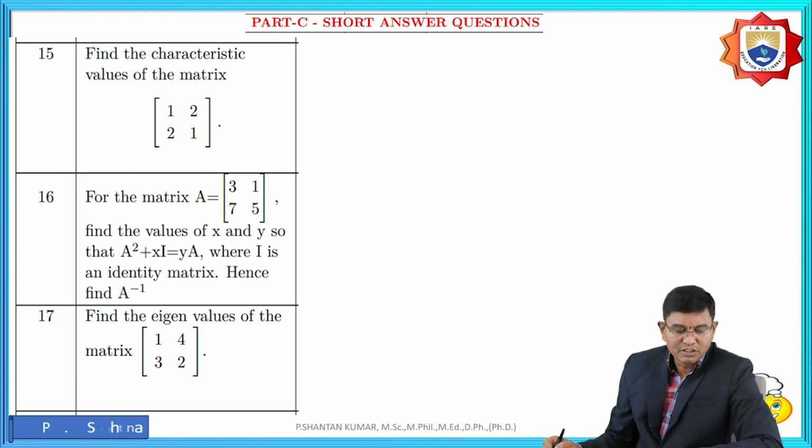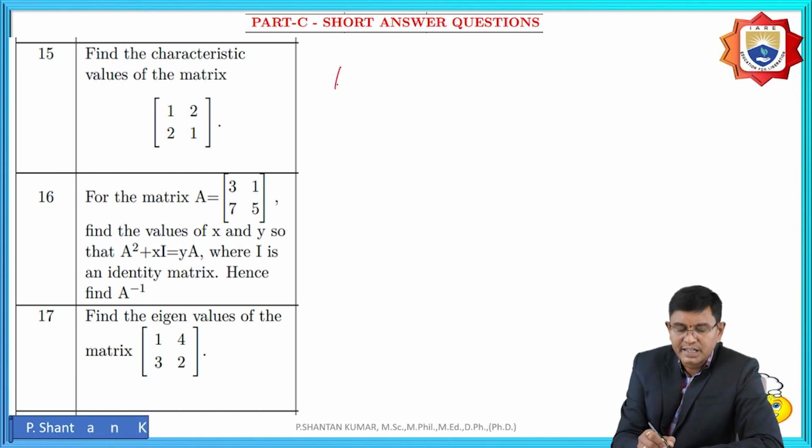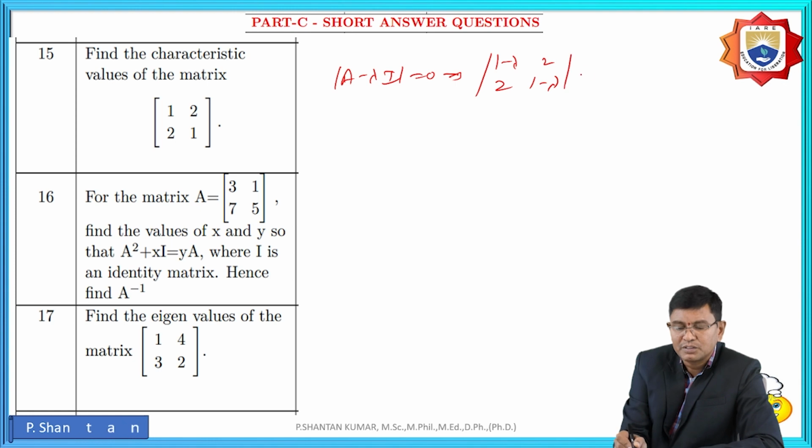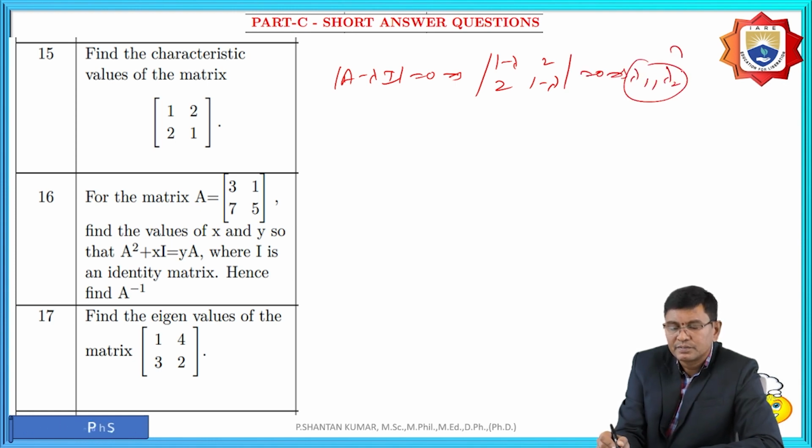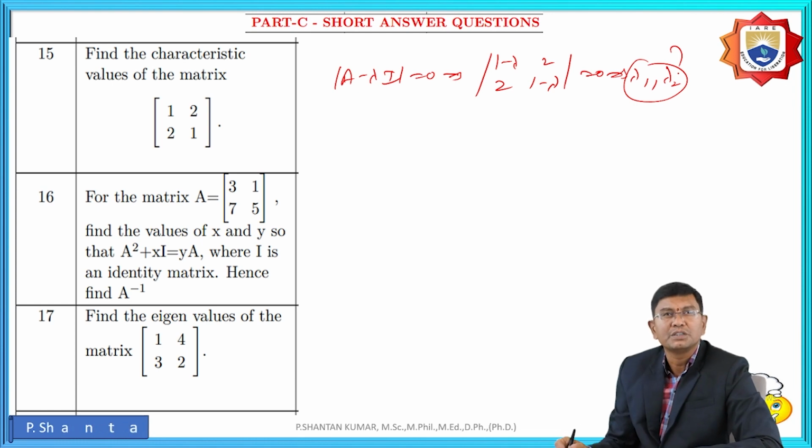Find the characteristic values of the matrix. That means the determinant of A minus lambda I is equal to 0, that is, 1 minus lambda, 2, 2, 1 minus lambda is equal to 0. We need to find lambda 1 and lambda 2, because the matrix is 2 by 2.